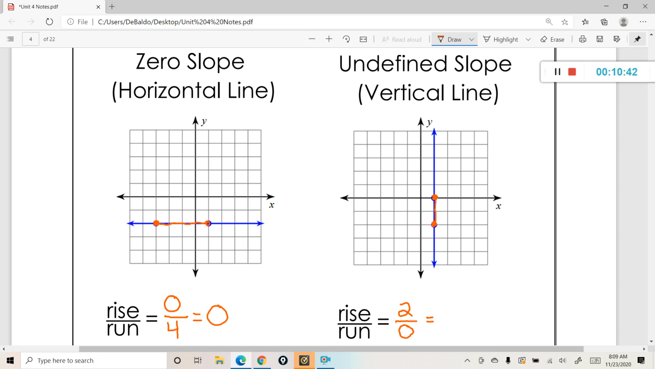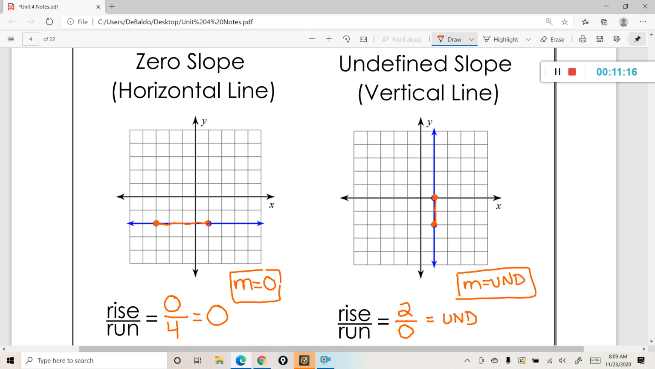And try putting 2 divided by 0, or anything divided by 0, in your calculator or in Desmos. You're going to get something like a syntax error, because this is impossible. You cannot divide by 0. And therefore, this is an undefined slope. And sometimes we just like to say UND to represent our slope. So remember, the variable that we use for slope is m. So I'm going to put m is equal to 0 over here, and then I'm going to say that m is equal to undefined over here.